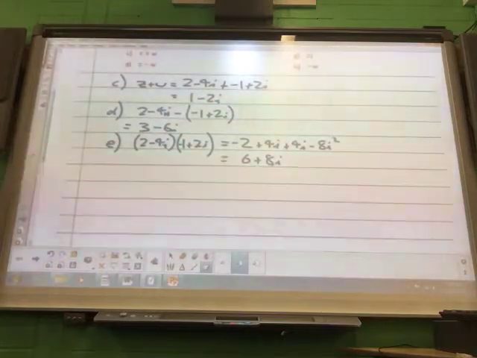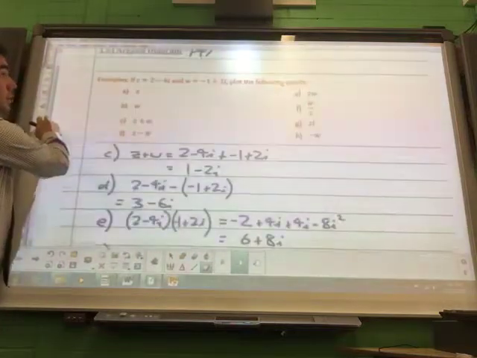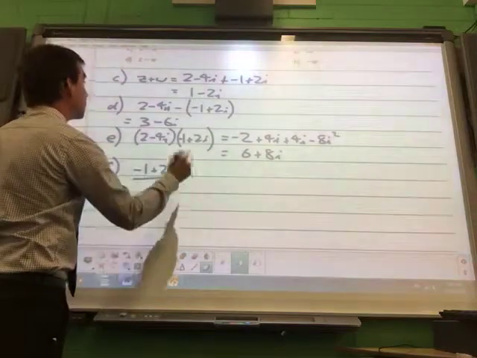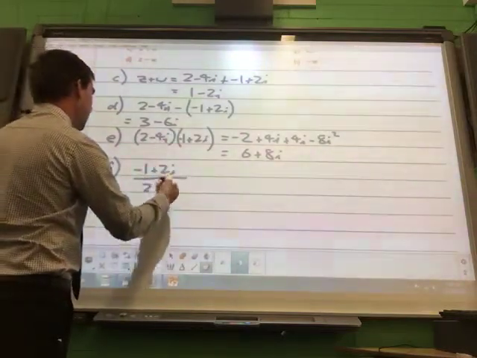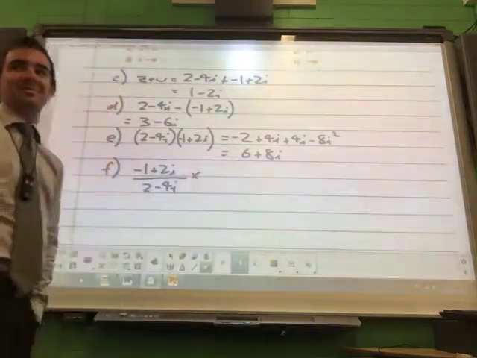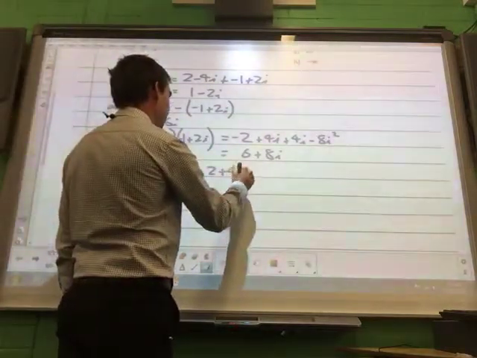W over Z. So W is 1 plus 2i, negative 1, over Z, which is 2 take away 4i. So what do I need to do at this point? Multiply by the conjugate, 2 plus 4i.